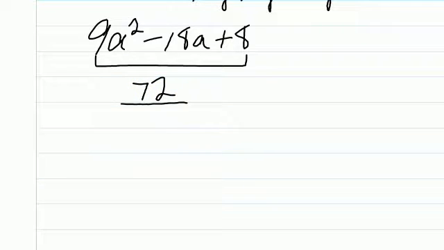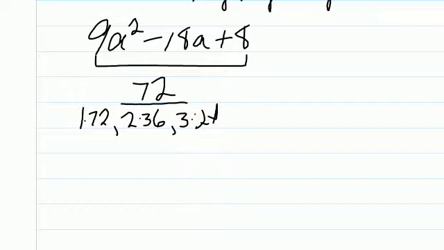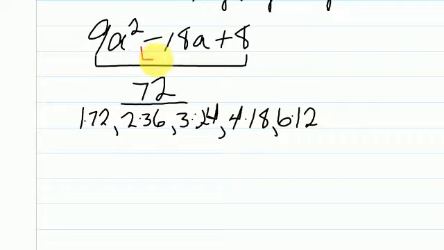The factors of 72 include 1 and 72, 2 and 36, 3 and 24, 4 and 18, 6 and 12. I'm going to stop right there. If we examine these, which of these add or subtract to equal negative 18? And why negative 18? Negative 18 is this term right here. So which of these add to negative 18?